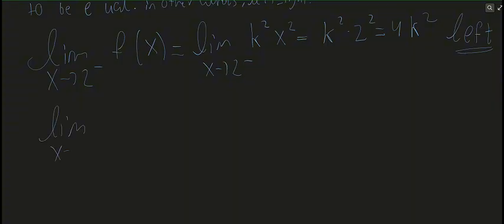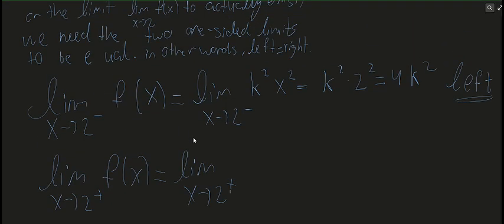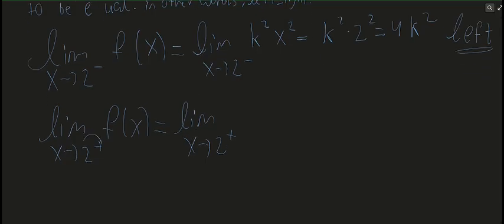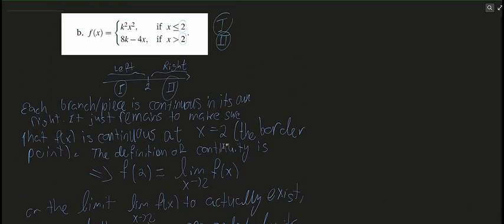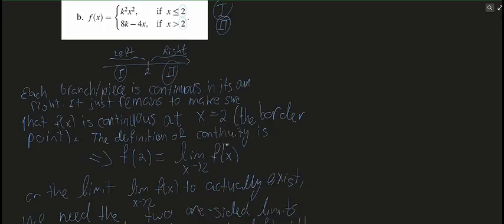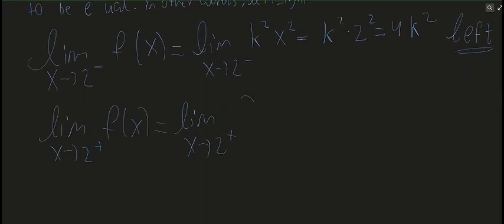Limit as x approaches 2 plus, f of x is going to be what? Which formula are we going to use for the right limit? When we say x approaches 2 plus, just a reminder, this means a one-sided limit. It does not mean 2 to the power of a plus. That would be meaningless. What I'm saying is x approaches 2 from the right, meaning something very close to 2 but a bit greater than 2. So x is something like 2.01. Which branch handles the case x equals 2.01? I believe it's the bottom branch, so that's going to be 8k minus 4x.